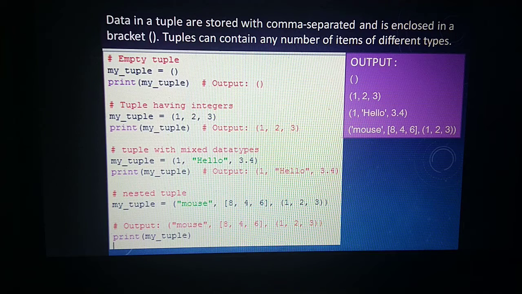Third example, tuple with mixed data types, that means integer, string and float data types. Nested tuple, that means we can declare a tuple and inside it we can declare one more tuple or one more kind of list, so it has a nested tuple or a mixed type of data types.